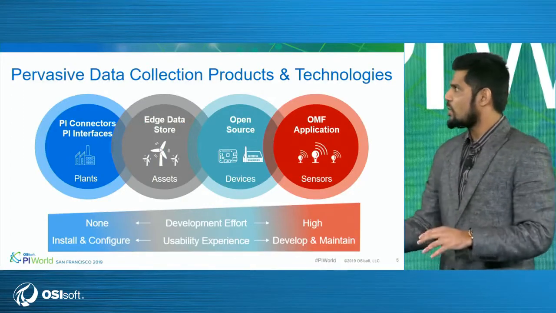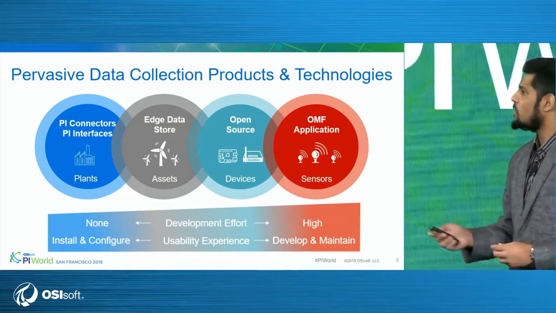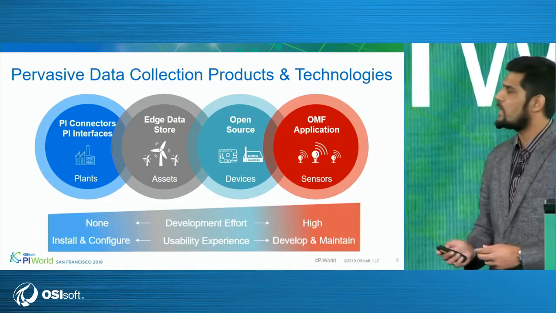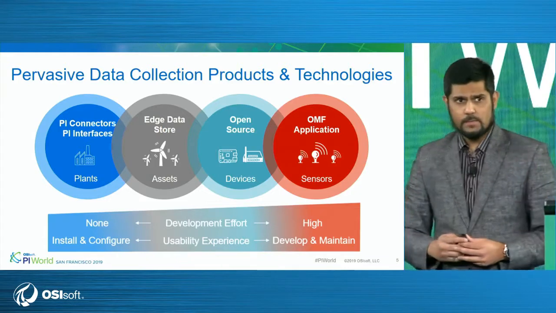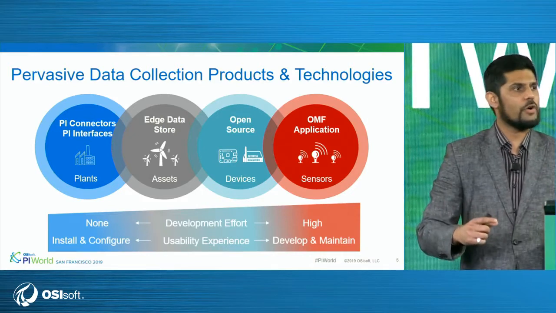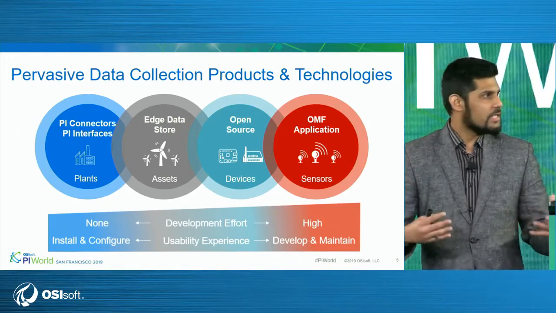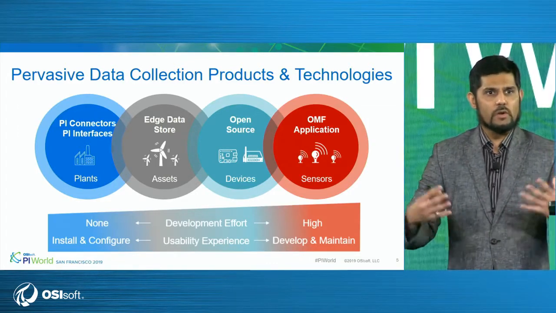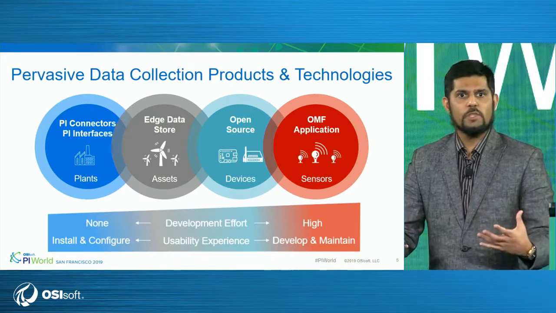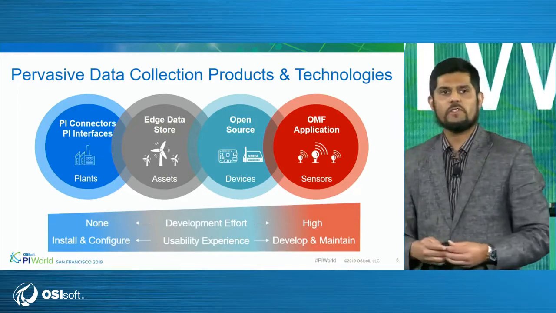So let's look at the composition of the products that make up this pervasive data collection suite. The strategy kicks off from close to home. It includes OSIsoft developed and supported PI interfaces and PI connectors. Moving along, we have our Edge Data Store that serves the purpose of a historian at the edge. With all the buzz around IoT and the different use cases that our customers want to enable around the IoT scenario, we've also accounted for open source devices and sensors, and provide you with the technology to collect data from such devices using our OMF technology.